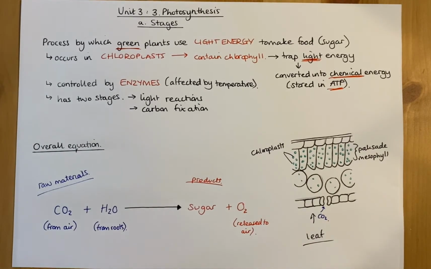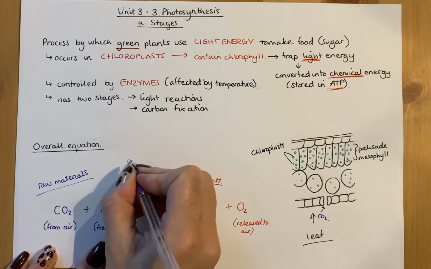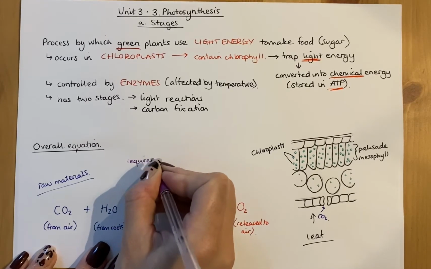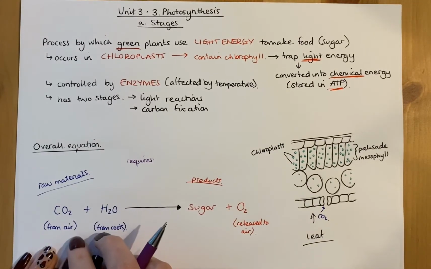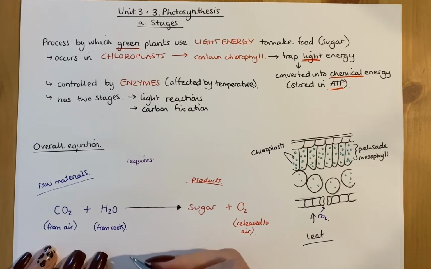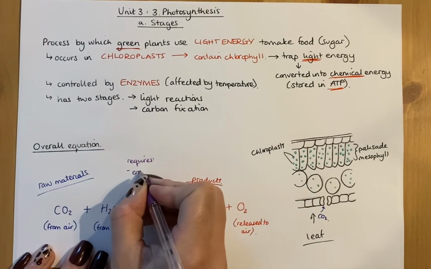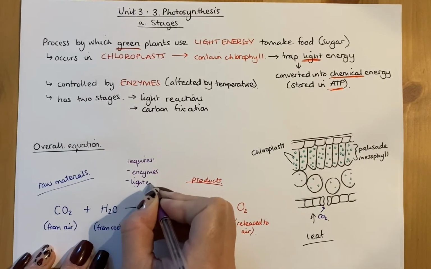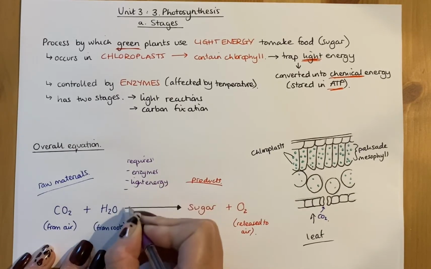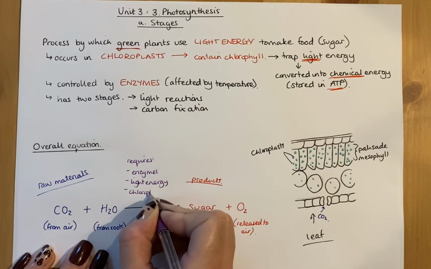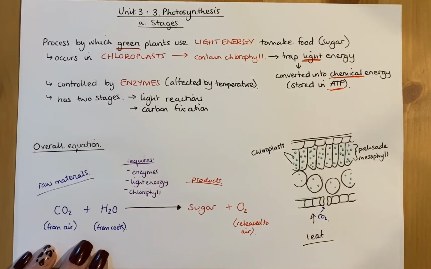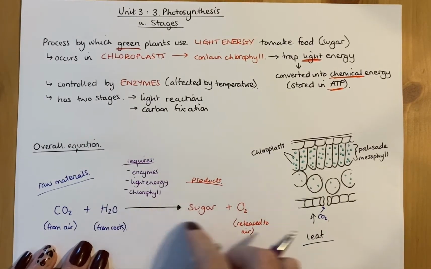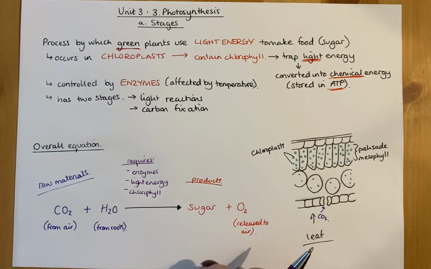Now there's one other wee point to mention about this overall equation, which is that there are requirements. Photosynthesis, as well as requiring raw materials, requires a couple of other things to actually work. It requires enzymes, like we talked about. It requires light energy, like we talked about. And it also requires chlorophyll to trap that light energy. So these three things, without them, you'll not allow this to work. Okay, so what I'm going to do now is start talking about the different stages.